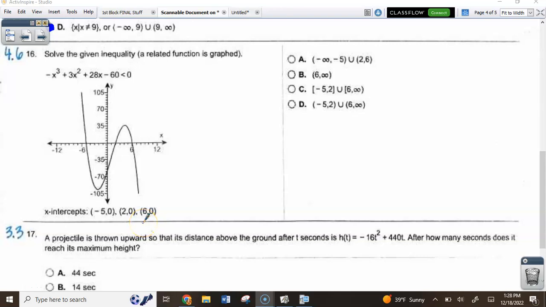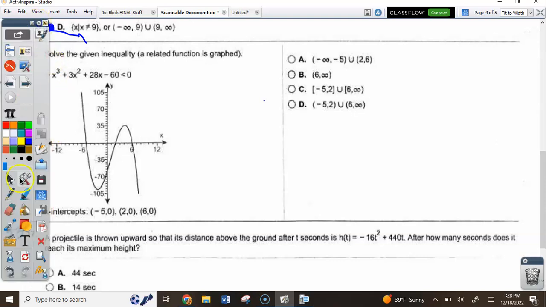Okay, this is the video for questions 16 through 20. Number 16 is from section 4.6. This is solve a polynomial, and they give you a graph.